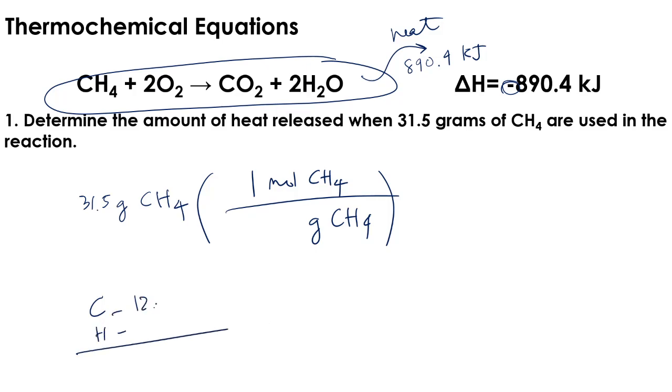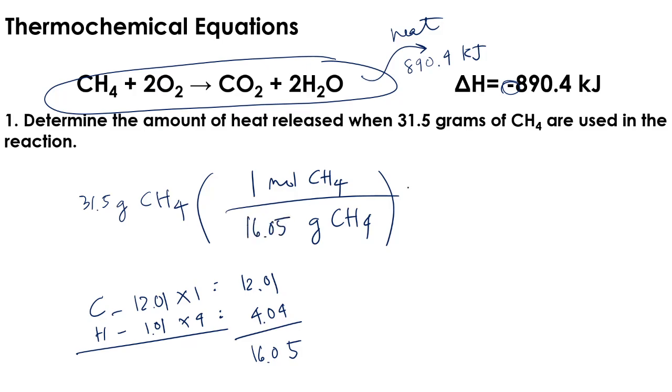For carbon, that's 12.01. Hydrogen, 1.01 times 1 times 4. 12.01, then this is 4.04. Okay, so this one is 16.05. So the molar mass of CH4 is 16.05 grams. Then after converting the grams into the number of moles, we'll go with finding out the delta H here, or the heat released from the reaction.